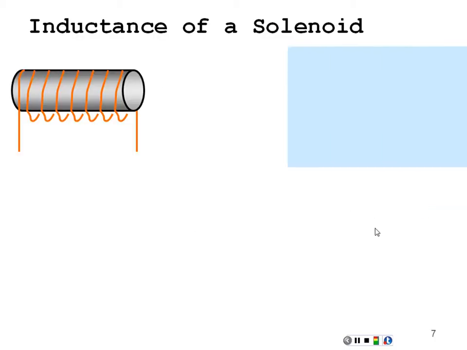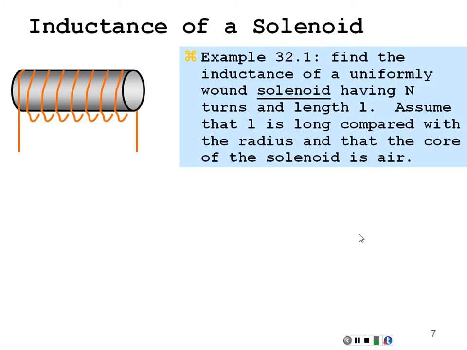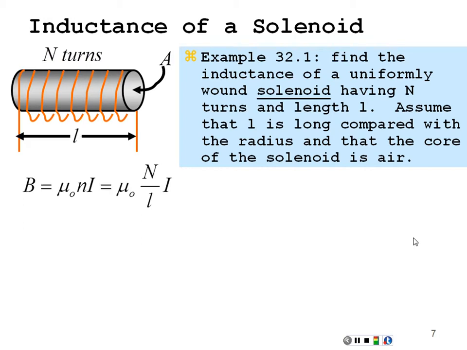Well, one device that we're really interested in the inductance of is the solenoid. Here we have a solenoid, and the solenoid is a core with a wire wrapped around it with n turns, and in this case it has a length L. We're going to assume that L is long compared to the radius and that the core of the solenoid is indeed air. We want to calculate the inductance.